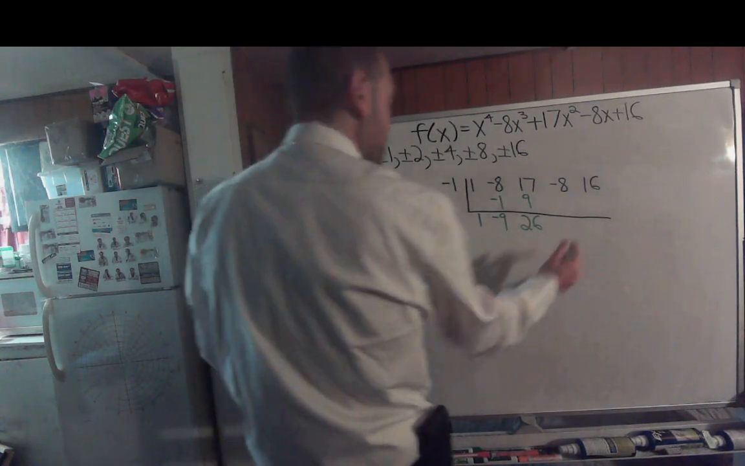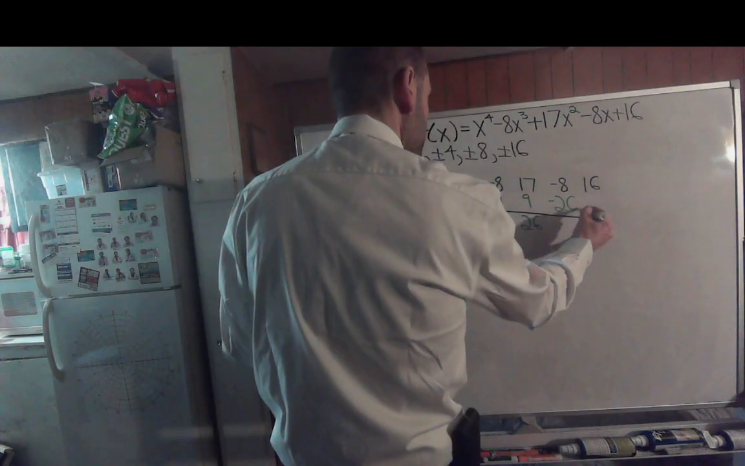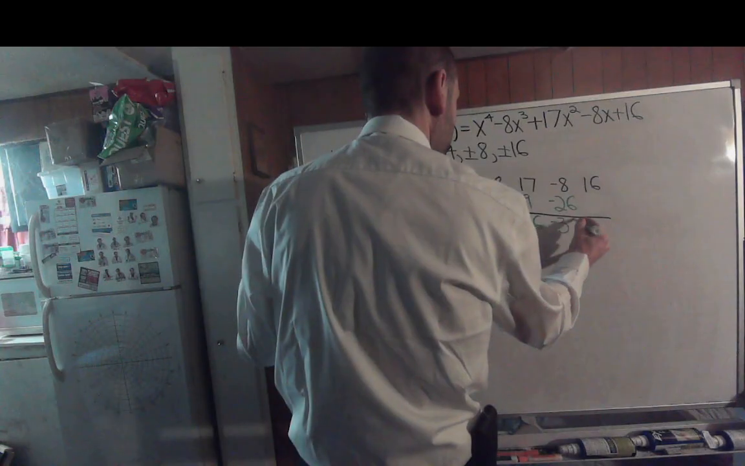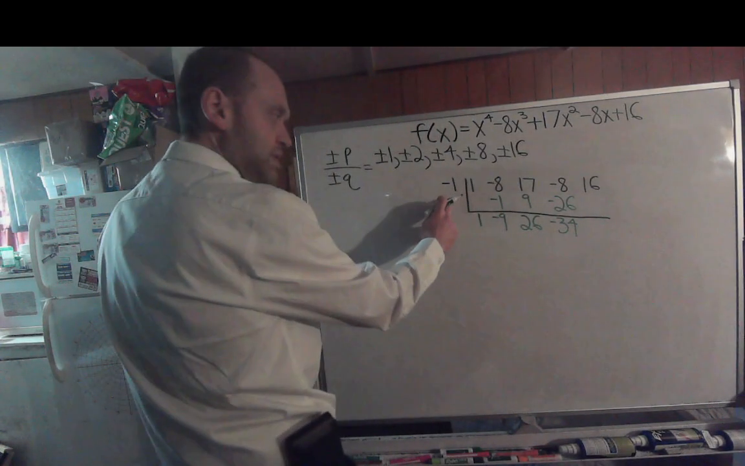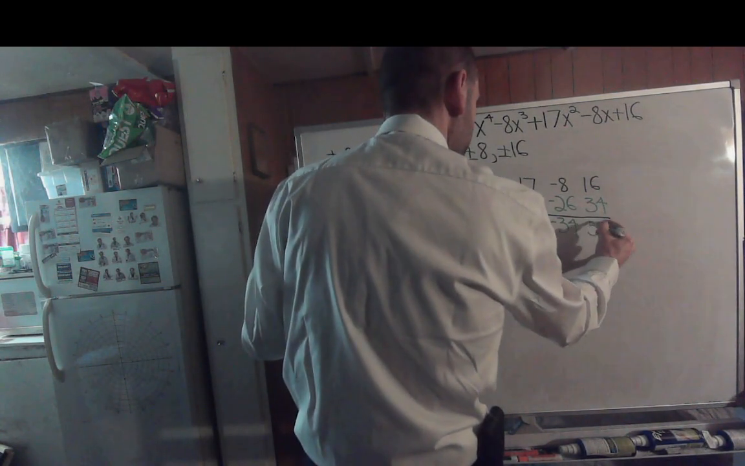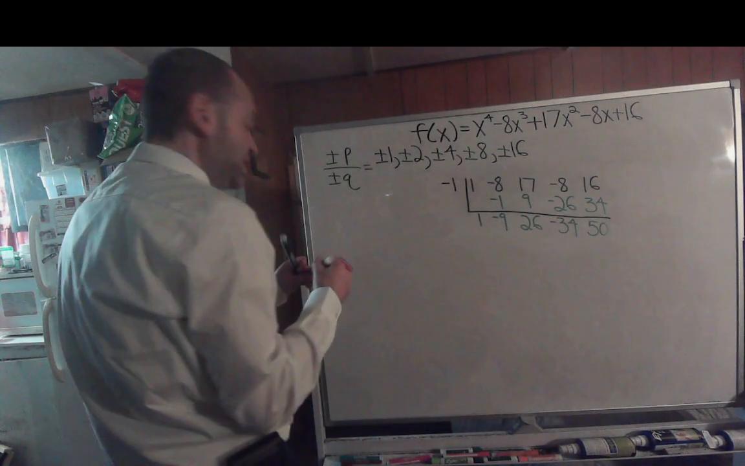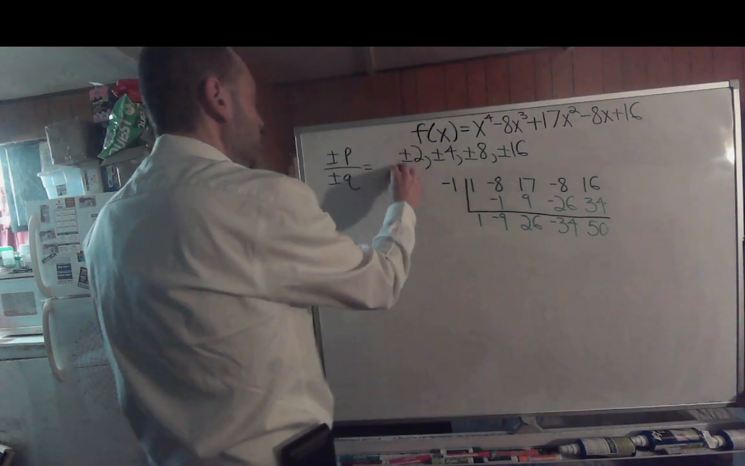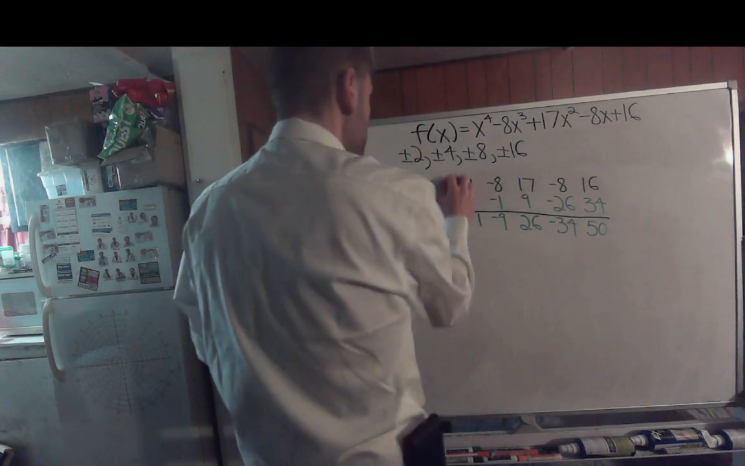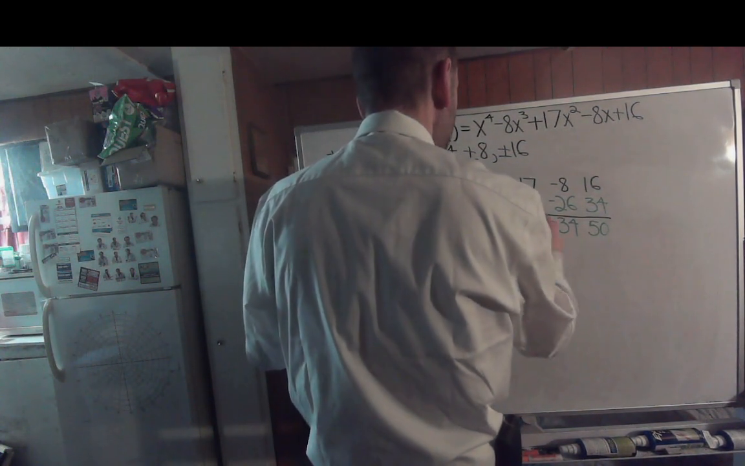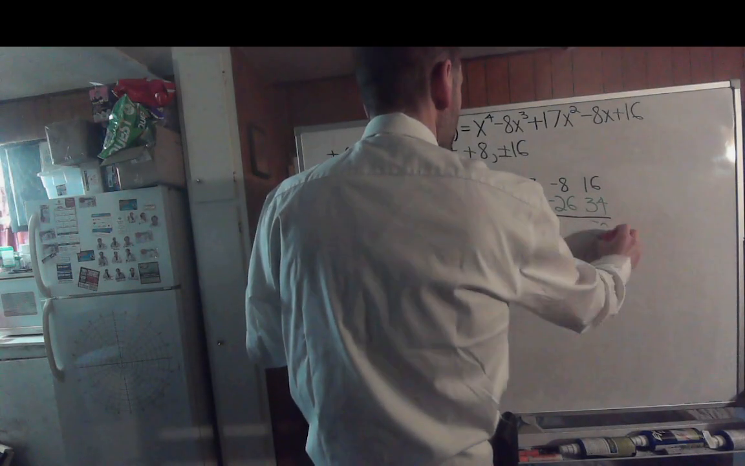Negative 1 times 26 is negative 26. Negative 8 plus negative 26, that's negative 34. Negative 1 times negative 34 is positive 34. 16 plus 34 is 50. Well, we have a remainder of 50. That's definitely not going to work. So that means the 1's are out of the equation there. So we've narrowed down the players just a little bit. So we'll go to 2 next.